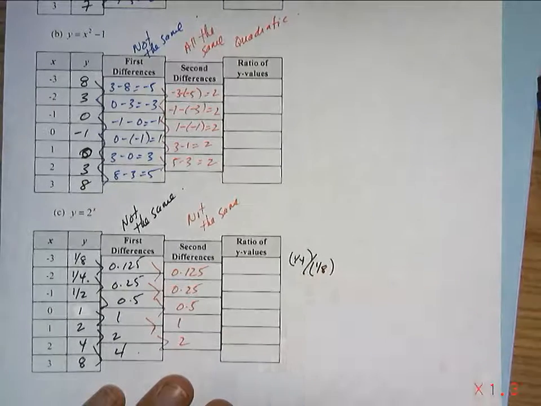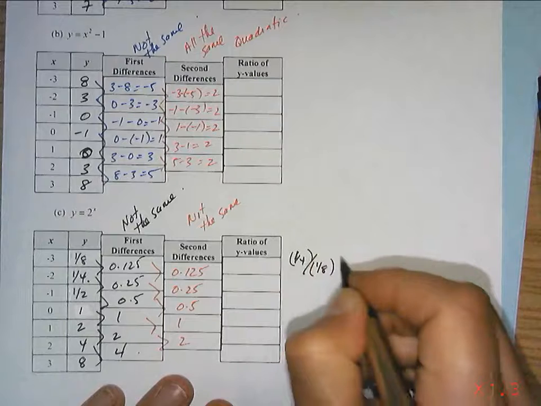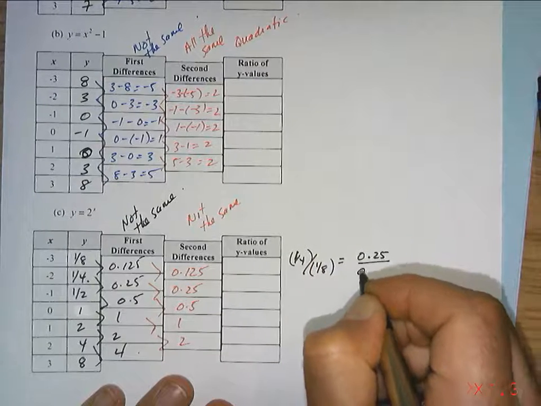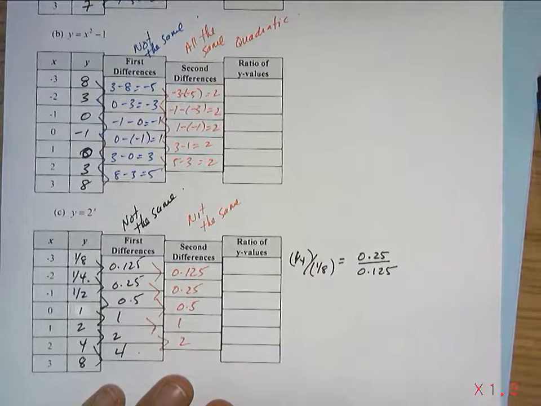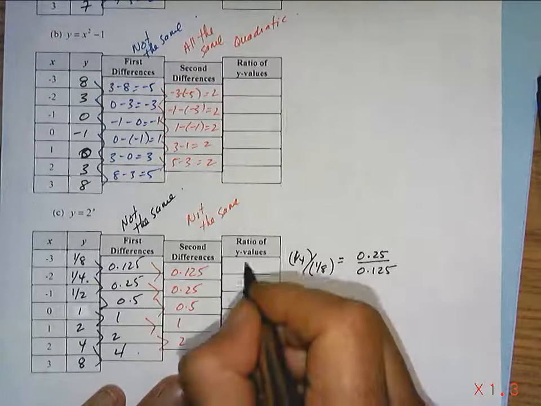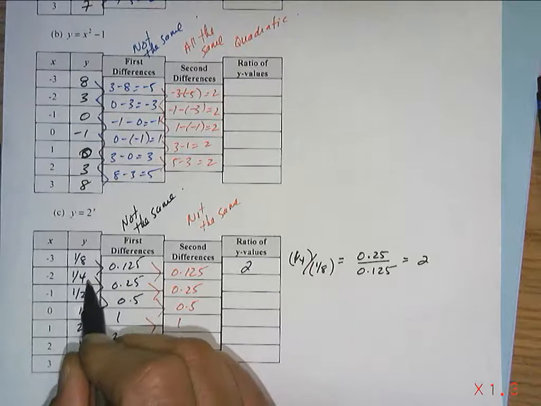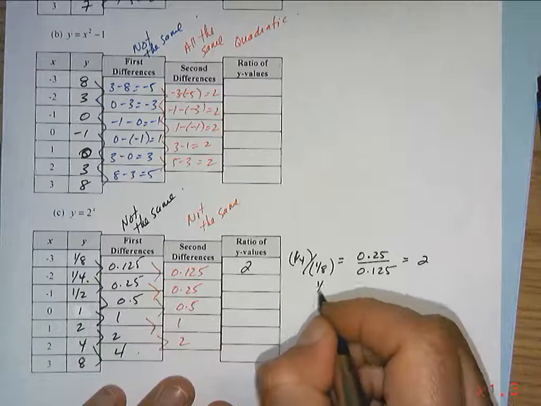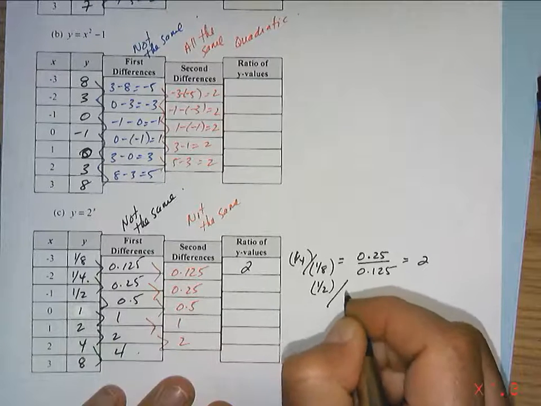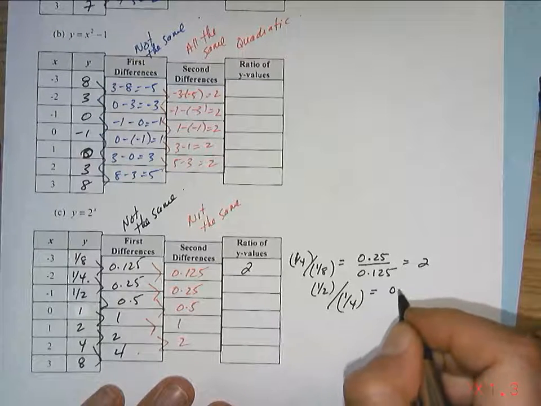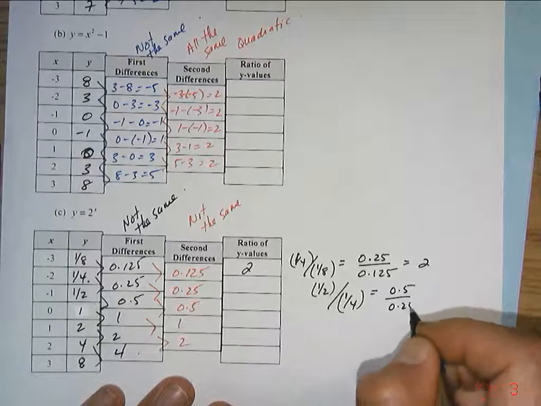Now that's pretty tough to do. So what I'm going to do is use the decimals again. So a quarter, remember, is 0.25 divided by an eighth, which is 0.125. And I get an answer of 2. So this ratio is 2. Then I do the ratio of 1/2 over 1/4. So 1/2 divided by 1/4. And again, that's hard to do as fractions. So change them to decimals. 0.5 over 0.25, which again is 2.